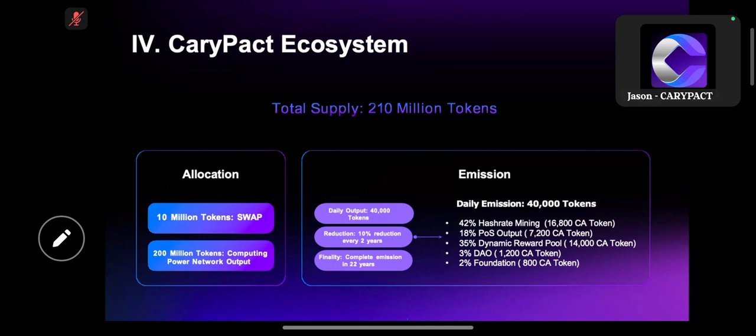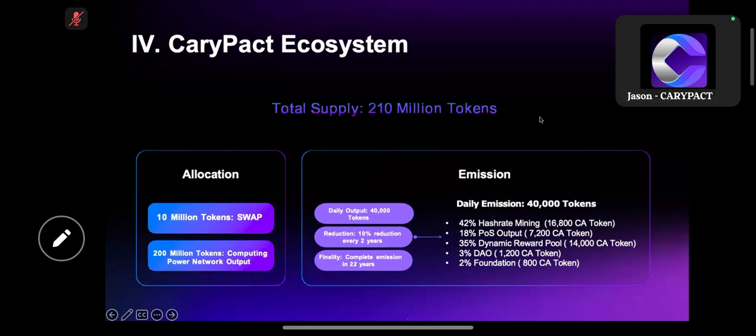And 3% is for the DAO community members. Those who achieve the ranking of V7 to V10 will be considered as the DAO community members, and you will be sharing the piece of cake, which is 1,200 CA token that will be released on a daily basis. And then 2% is for the foundation, which is roughly about 800 CA token per day.